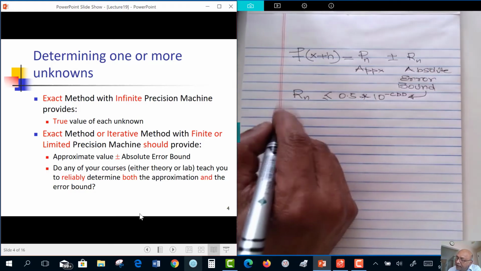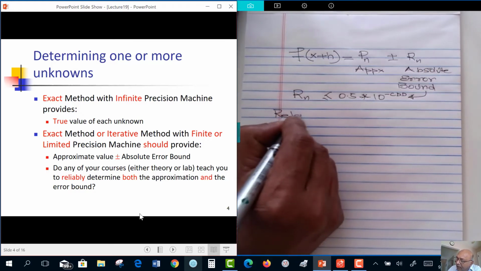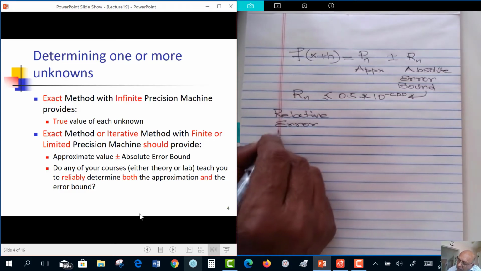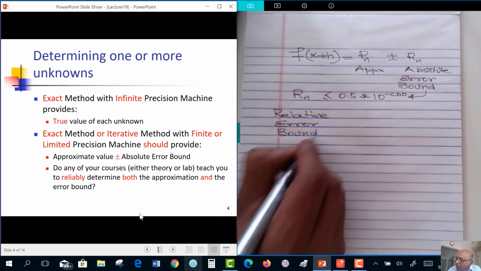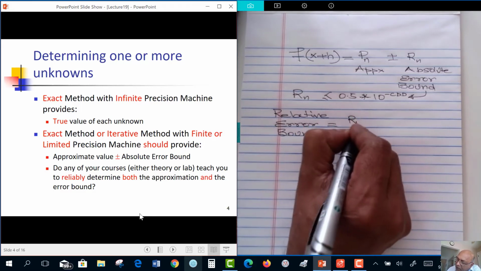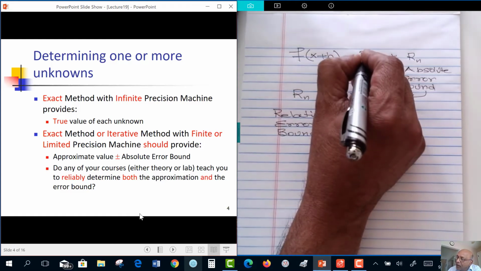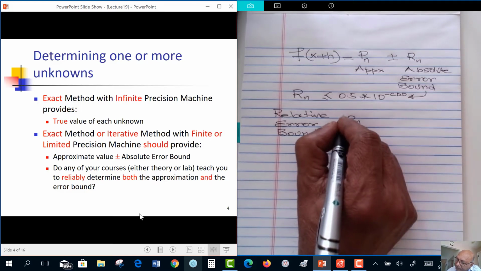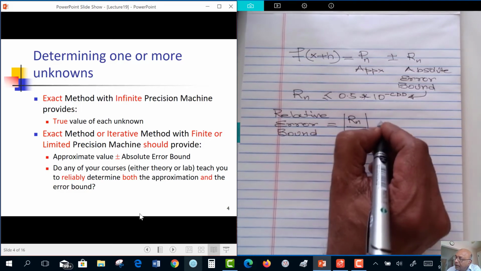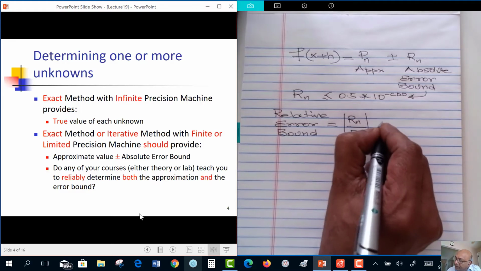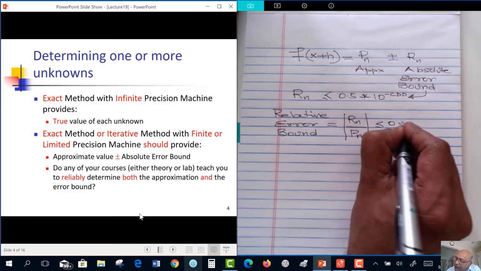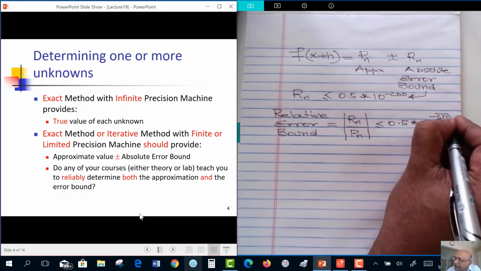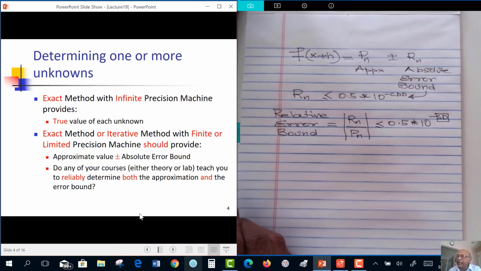If we want to relate a relative error bound, it is the absolute error divided by the true value, but we don't have the true value, so we will use the approximate value, and this would be our relative error bound. So now we can compare it to 10 to the minus SD, significant digits. So that's the key idea.